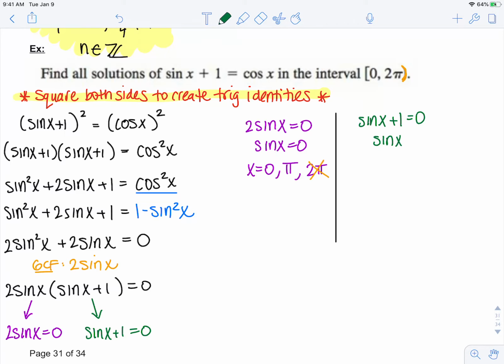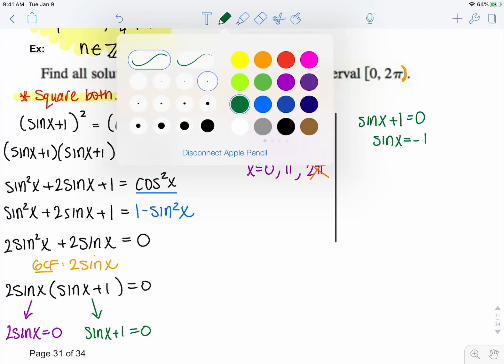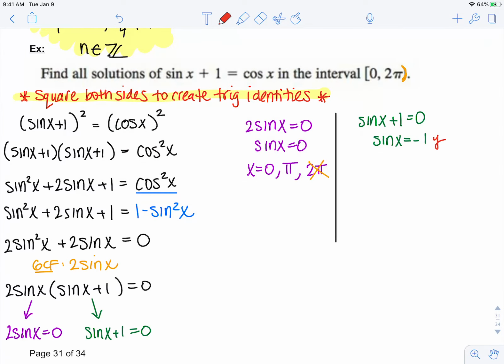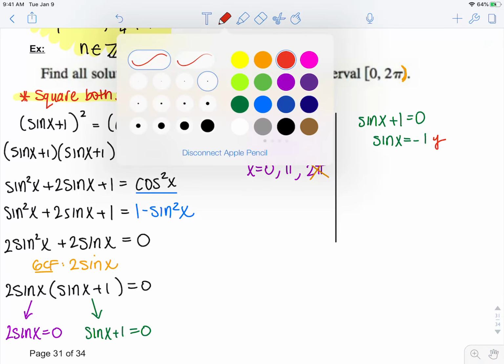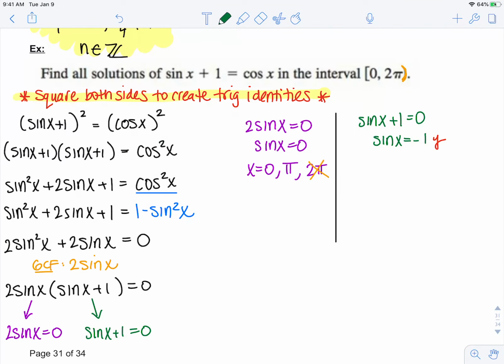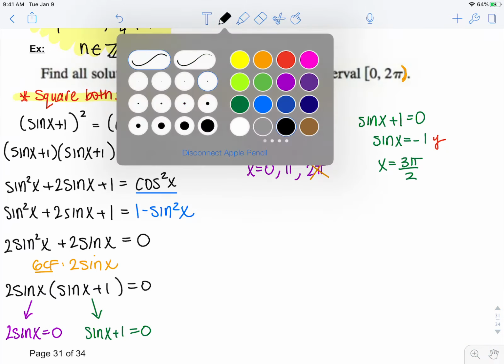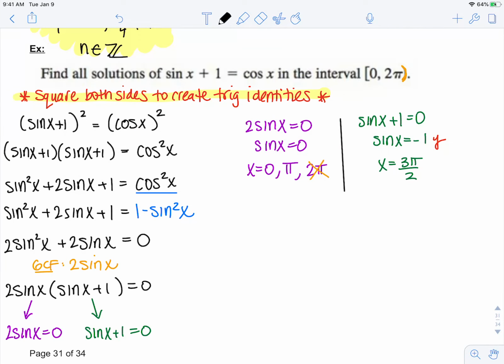So when does sine x equal negative 1? Now remember, that is y in our unit circle. And we know that sine equals negative 1 when x is 3 pi over 2. Now, here is something we must keep in mind for this problem. And make a note of this here.